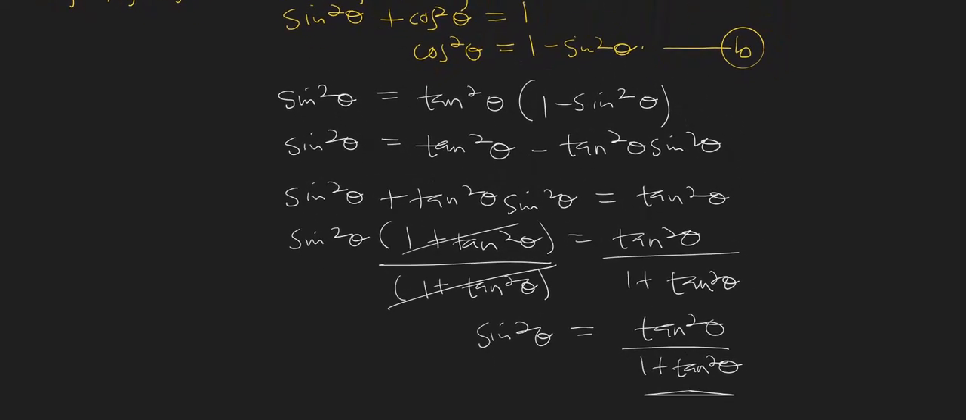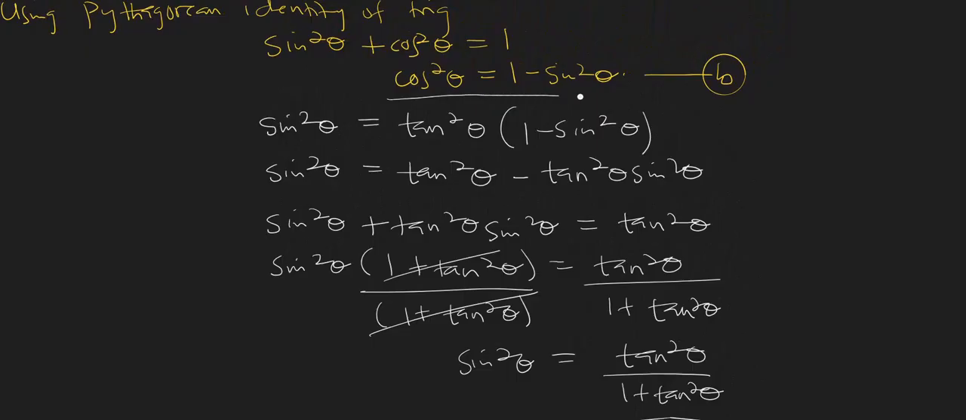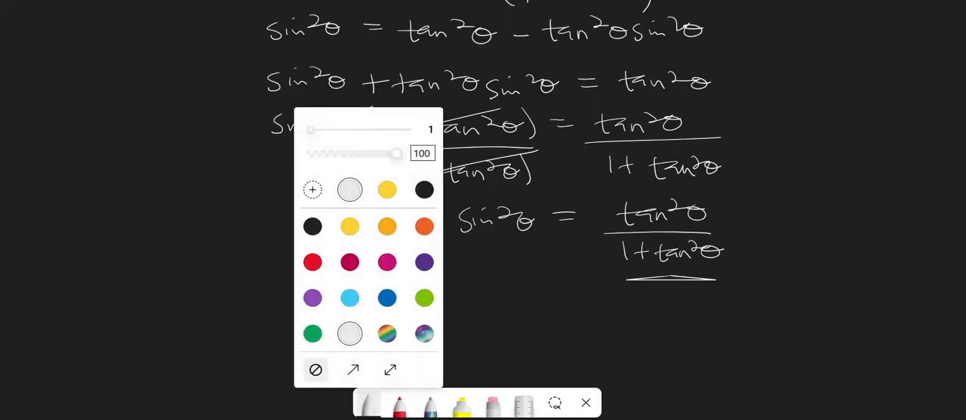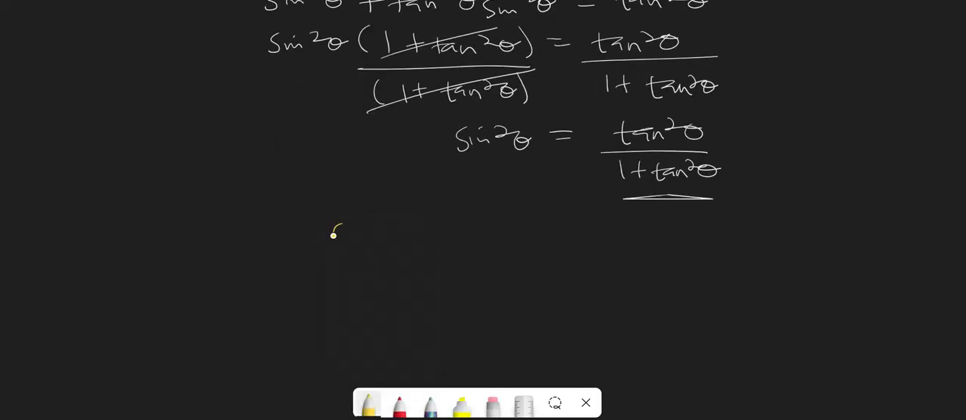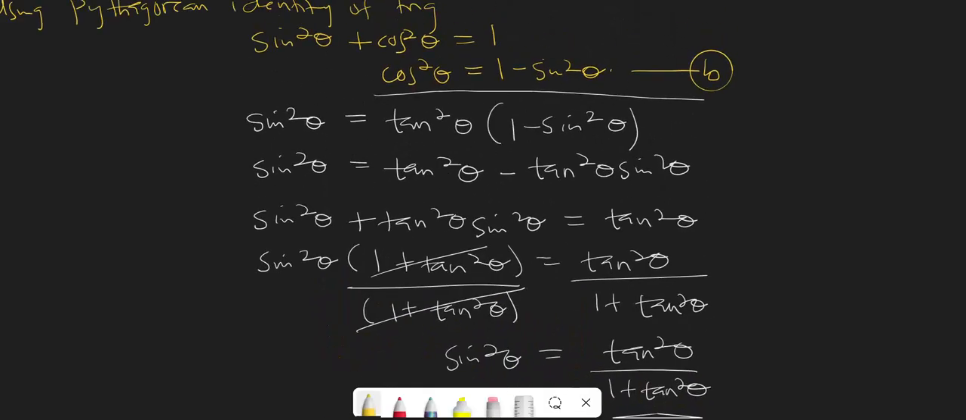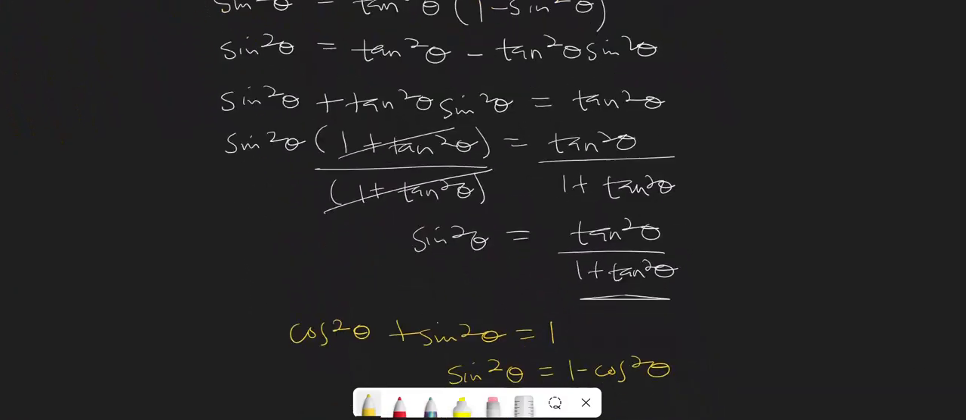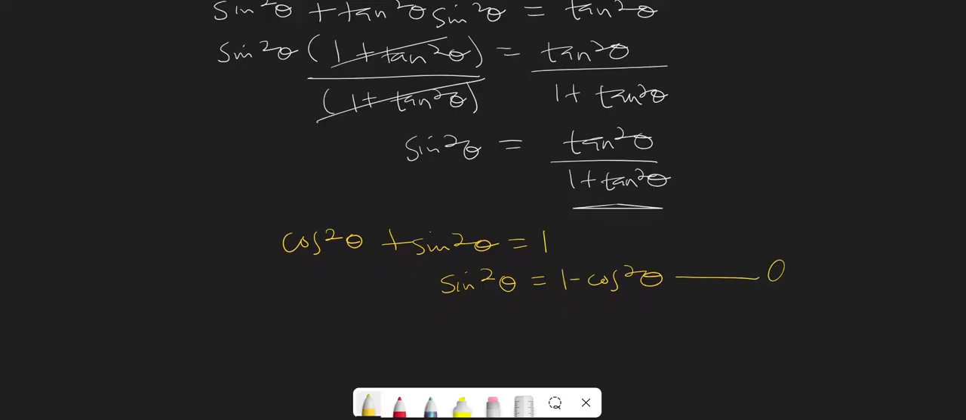Now let's tackle cosine squared. So we are going to use our Pythagorean identity. From our Pythagorean identity, cos squared theta plus sine squared theta is equals to 1. So in that case, sine squared theta is equals to 1 minus cosine squared theta. So wherever we see sine squared theta, we can just plug in 1 minus cosine squared theta into equation A. We can call this equation C.